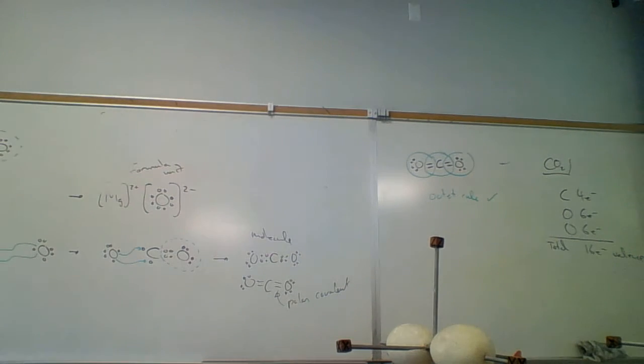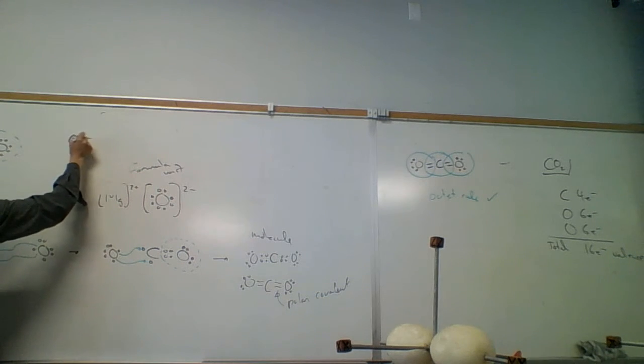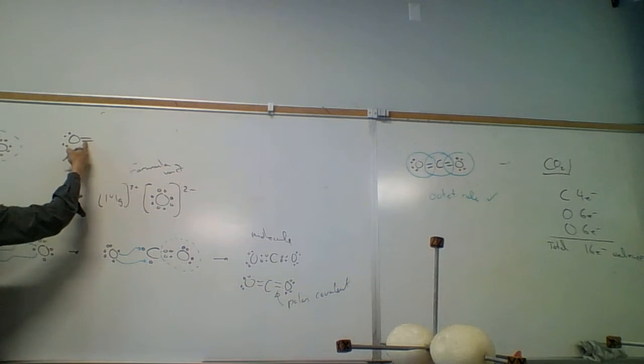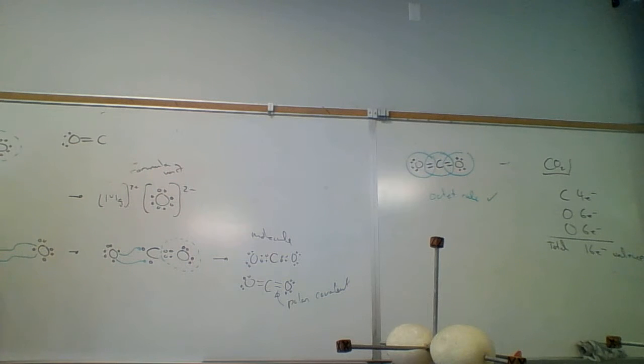Step 6. Step 6 is, if I don't have an octet around the central carbon, what I'm going to do is take a peripheral pair and bring it in to form a multiple bond. So I'm going to take this pair and bring it in here. That's not going to change the number around oxygen. It's still going to have 8 total, but now one additional pair is shared. And that's going to bump up carbon.